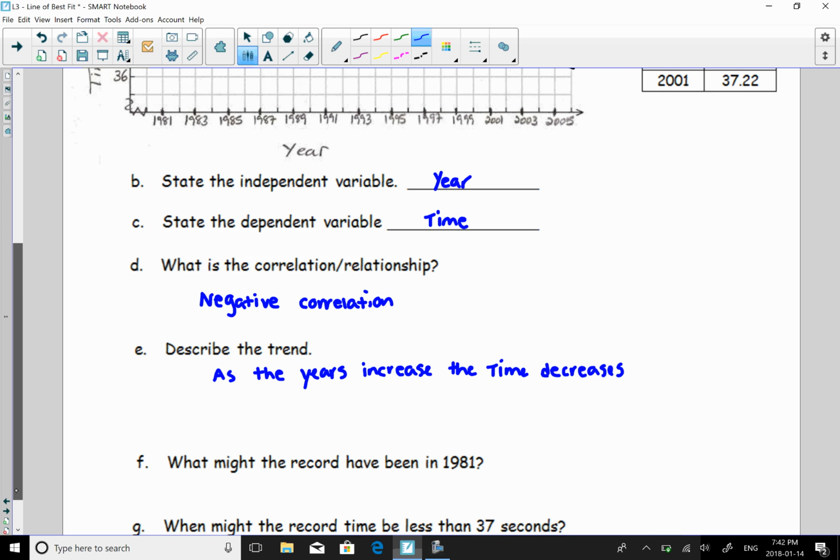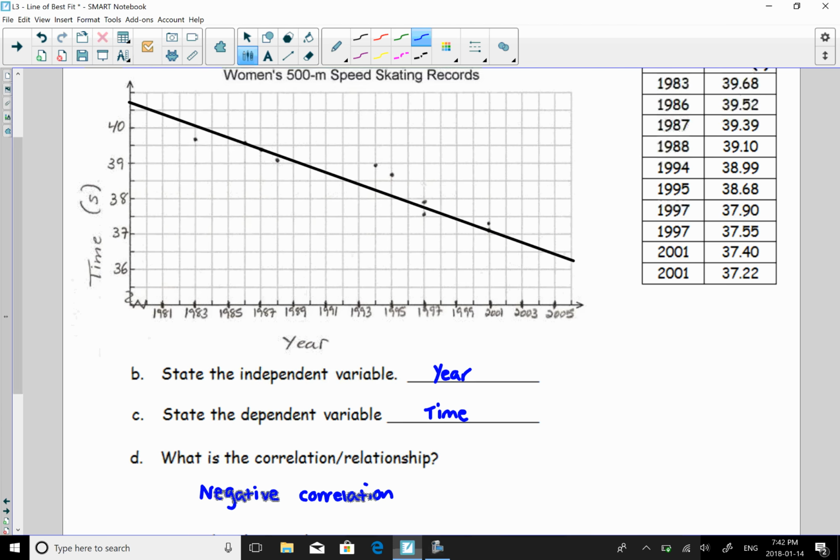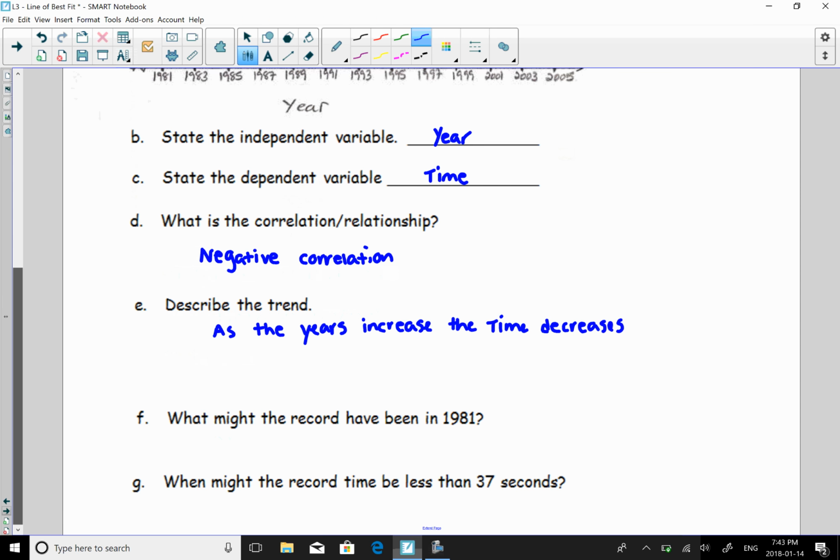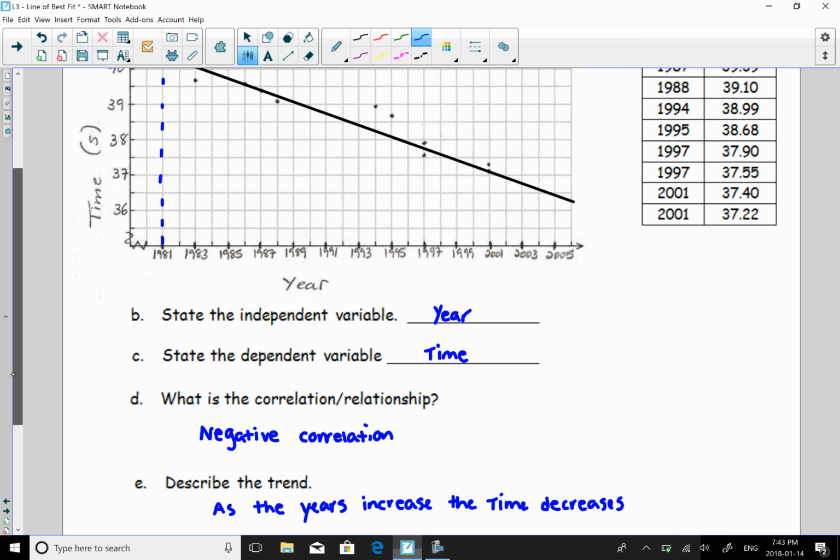Well, what would the record have been in 1981? So if you look at 1981, and look, it's a little bit above 40. There's 2 tick marks, so that's 40, that's 40.5. So I'm going to estimate 40.3, and it's in seconds. So it's going to be approximately the same.